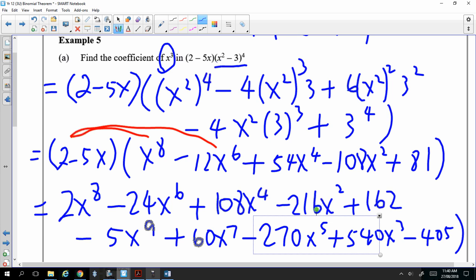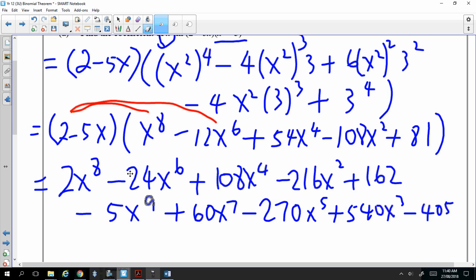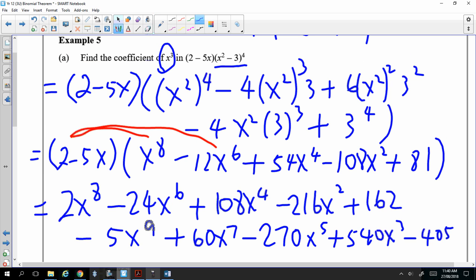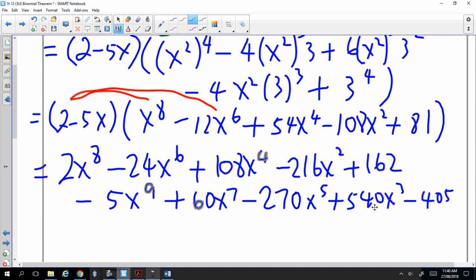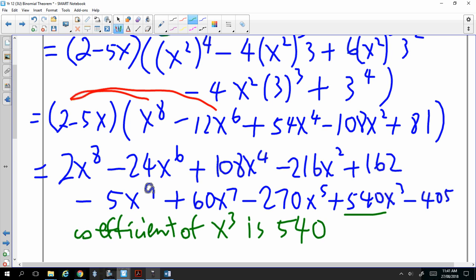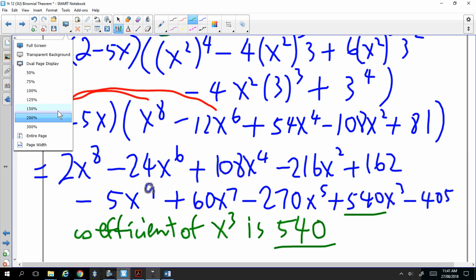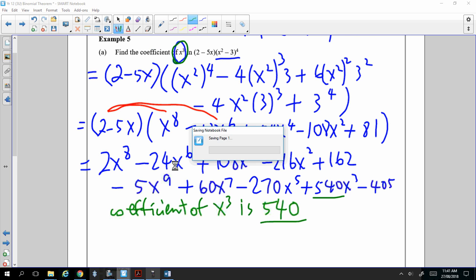Find the coefficient of x cubed. What's the coefficient of x cubed? 540, isn't it? Coefficient of x cubed is 540. Can anyone see a shorter way without expanding everything? What's a faster way? How do I get x cubed? You can actually stop over here, right? How do I get x cubed? The only way to get x cubed is times these two together, right? So do 5 times 108, that gives you that, without doing all the steps.